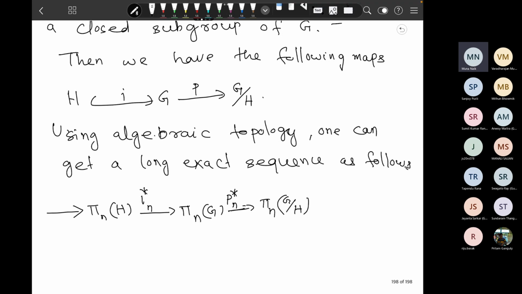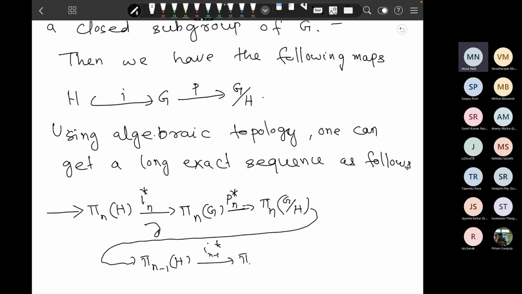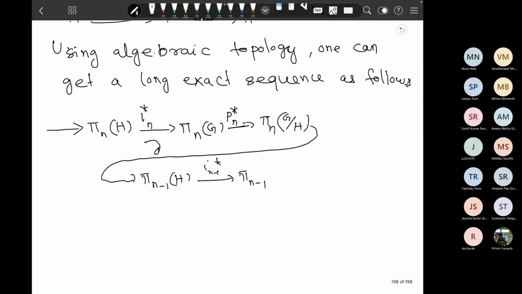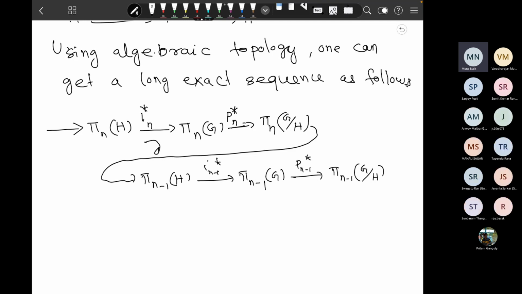Then you will go to the n minus 1 level, and for that there will be some boundary map delta. So this will be pi n minus 1 H, with i n minus 1 star, going to the n minus 1 level, and p n minus 1 star, pi n minus 1 G, pi n minus 1 G by H. Now again there will be some boundary map delta, and this will be pi n minus 2 H, and so on.